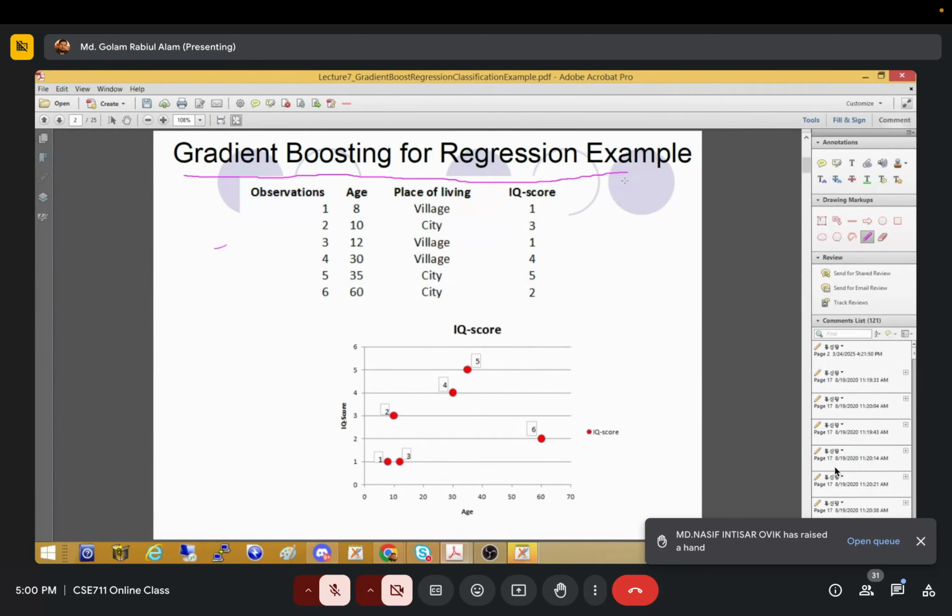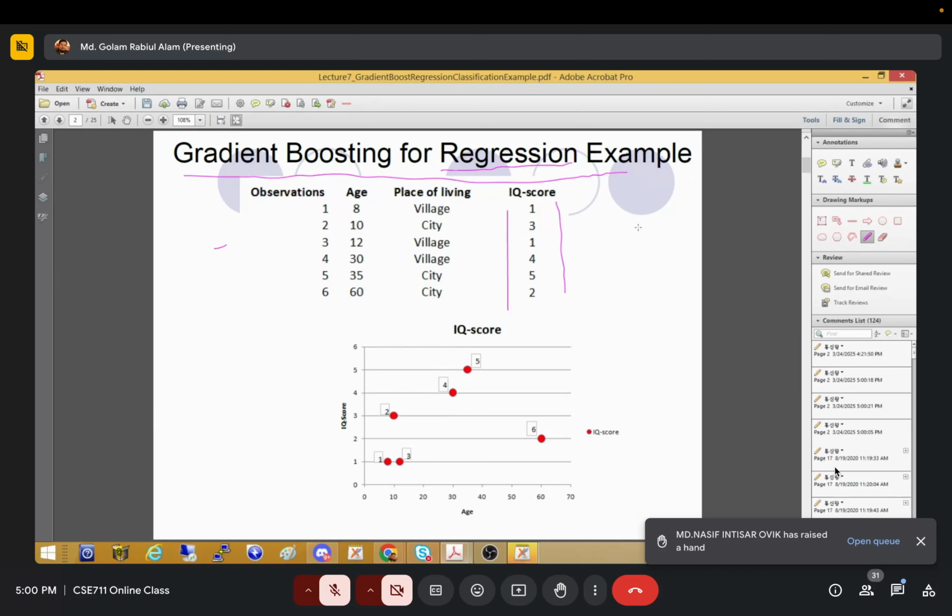Now, if we have a data set like this one. I think previously you have seen this data set, maybe, I don't know. This data set is about the prediction of the IQ score. So this is a regression problem. We want to predict the IQ score. The IQ score can be any fractional value also, like 3.5, 5.6, 60.1, like this.